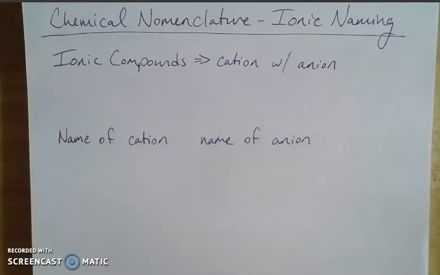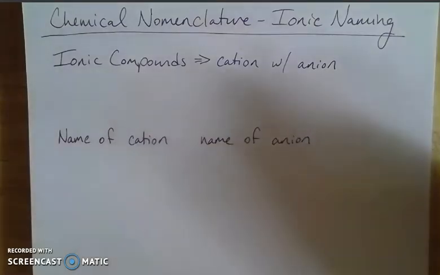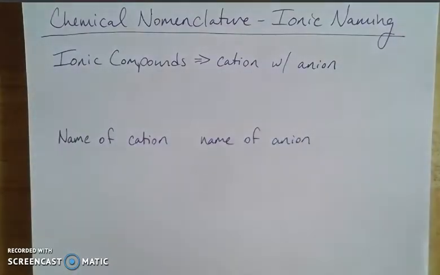Nomenclature is something that is developed and kind of kept track of by an overarching scientific body called IUPAC, which stands for the International Union for Pure and Applied Chemistry, and they come up with all the naming rules. So today I want to talk a little bit about naming of ionic compounds.